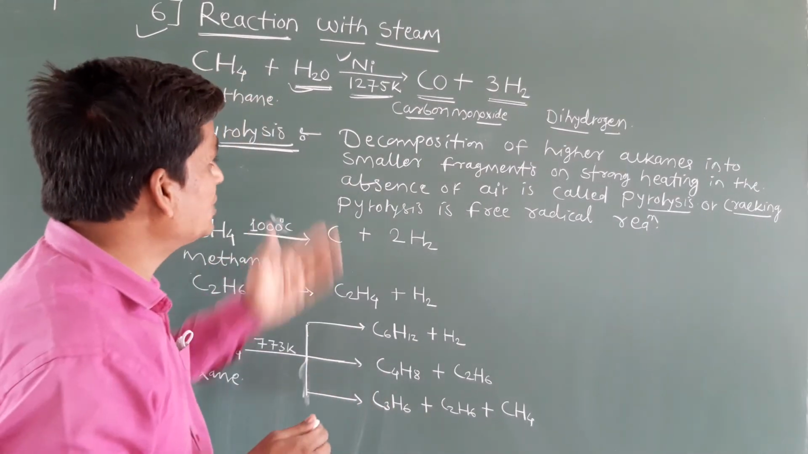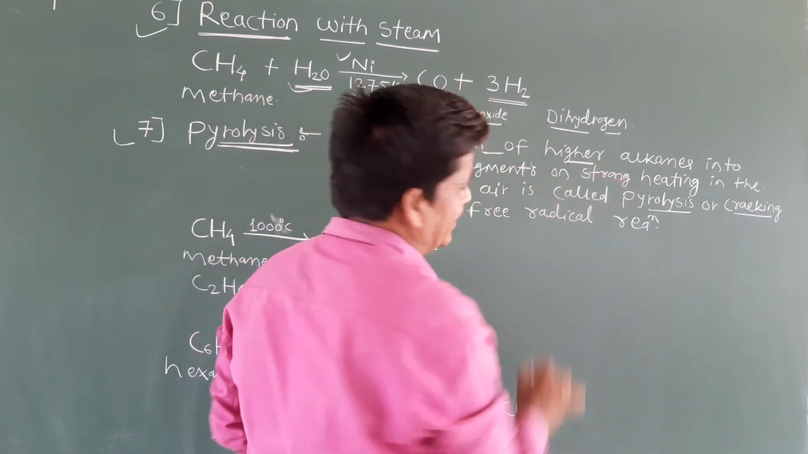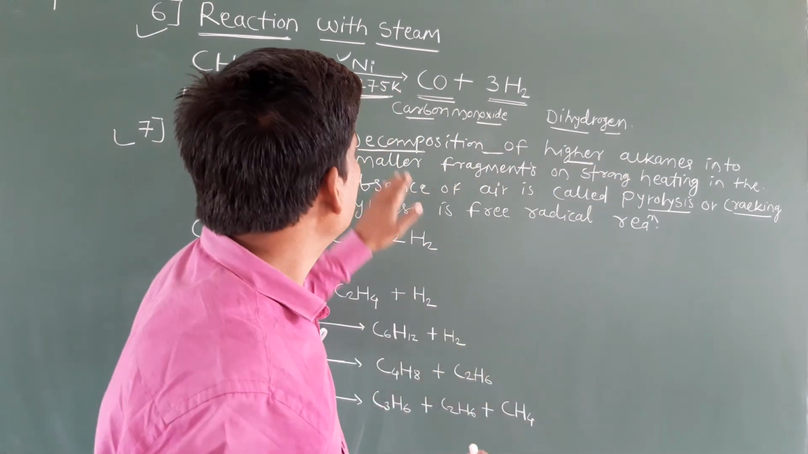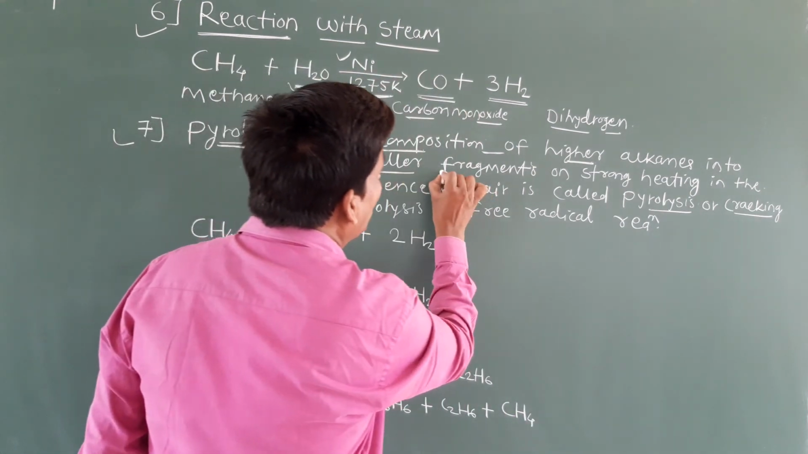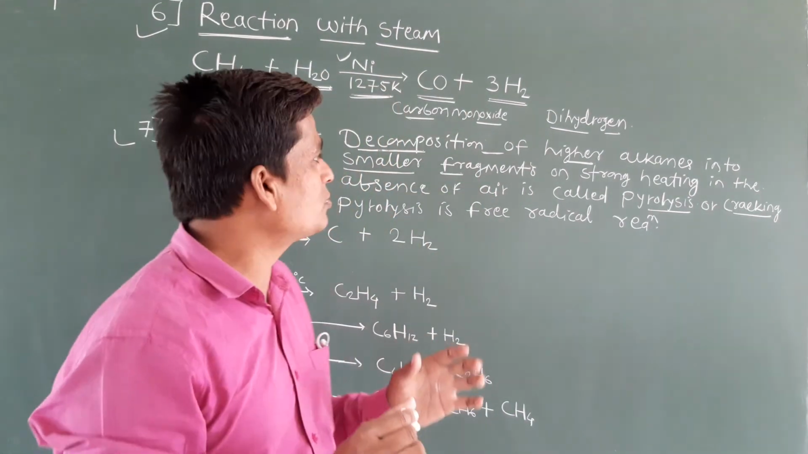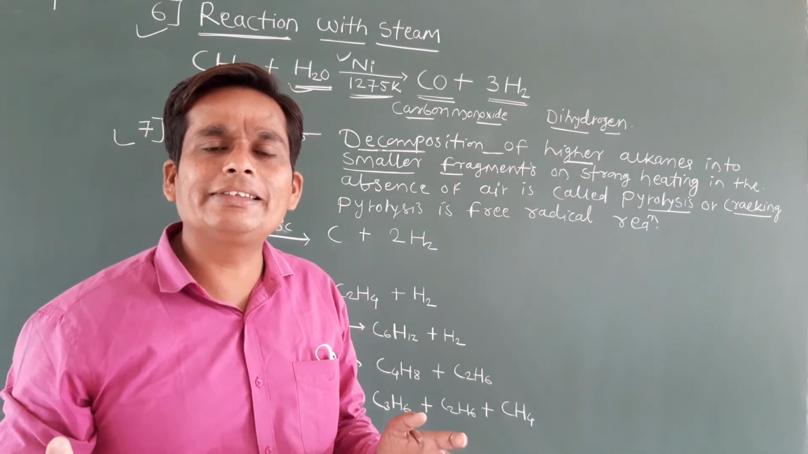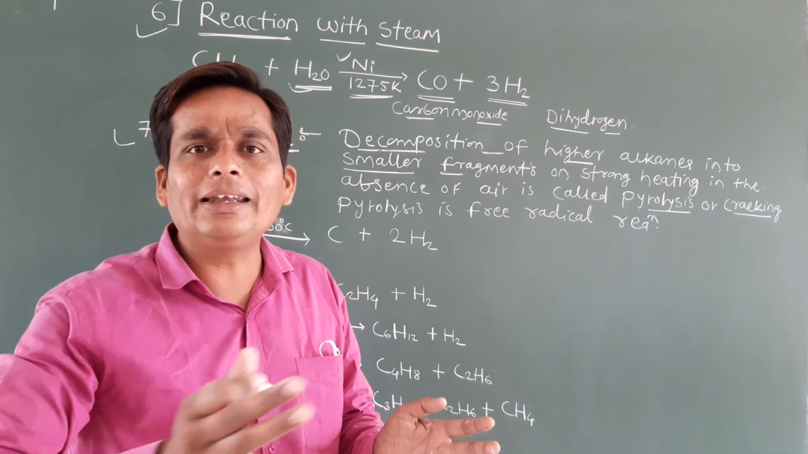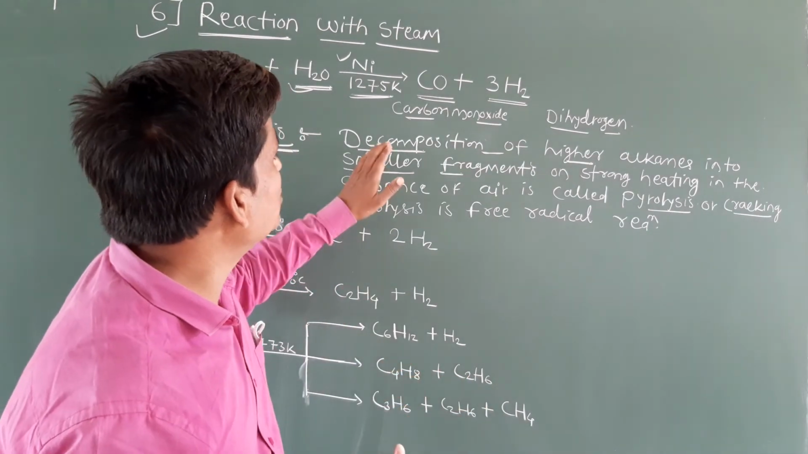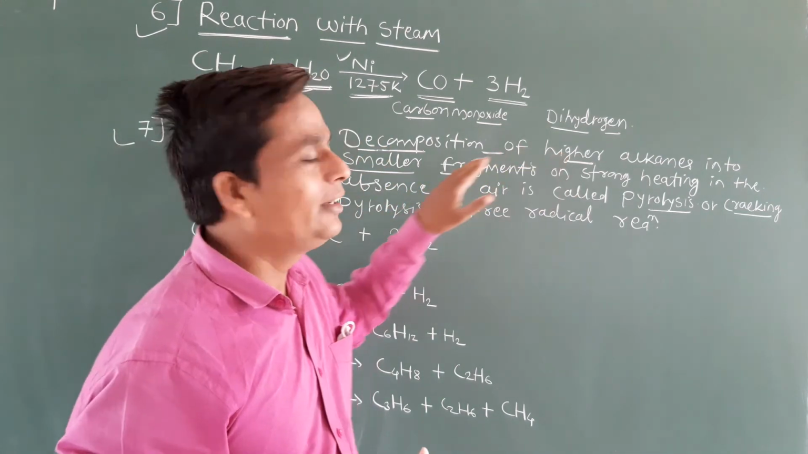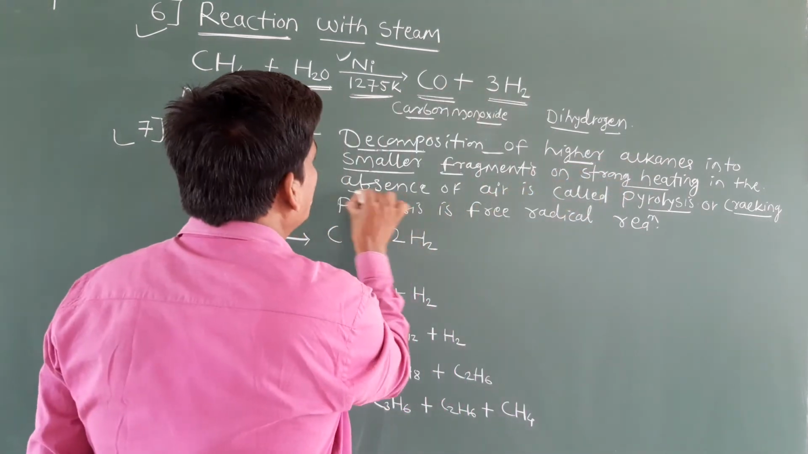So very simple. See the definition I have written here. There is a decomposition of higher alkanes into smaller fragments. Suppose you take hexane. That hexane converts into butane and ethane, so two fragments will form. So it is the decomposition of higher alkanes into smaller fragments on strong heating in the absence of air.